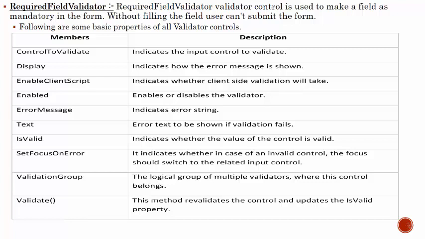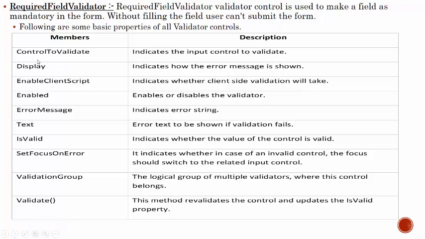Now let us see the important 6 controls. The first one is the required field validator control. The required field validator control is used to make a field mandatory in the form. Without filling the field, the user can't submit the form. So if you don't enter the information, the control will not allow the form to be submitted.